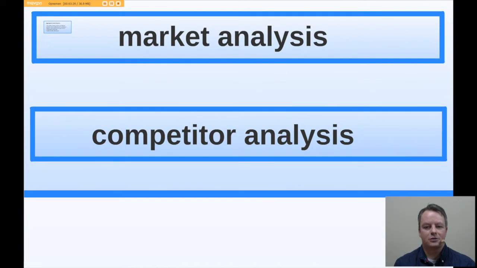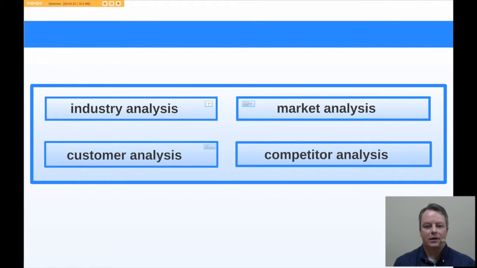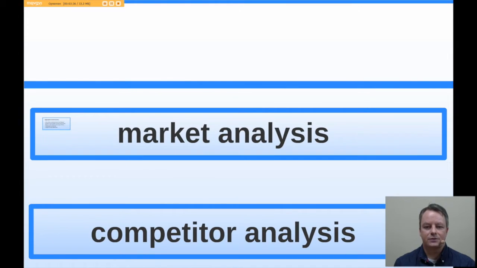Focus on your competitors. How are they changing? What is their assortment? What are the differences? How do these competitors actually come to your customer and try to lure them away from you? Industry, customer, competitor, and the market analysis.